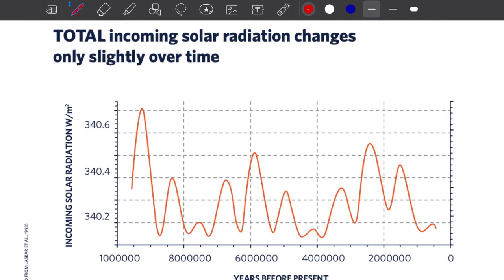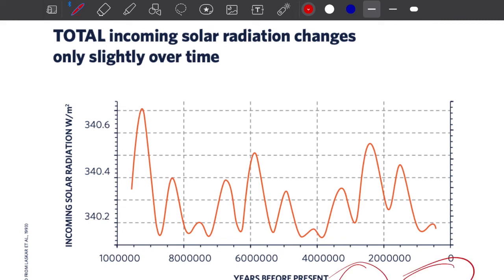Got it or not? Here, on the basis of this Milankovitch cycle, we can see that the total incoming solar radiation is not the same over time. Sometimes it is more, sometimes it is less. Let me give you some examples.